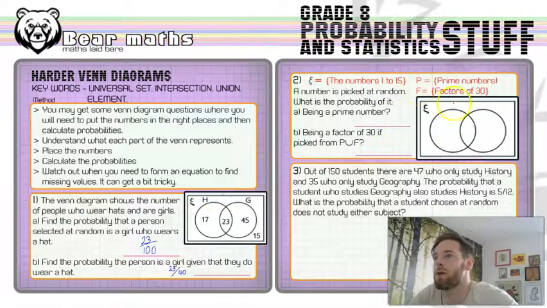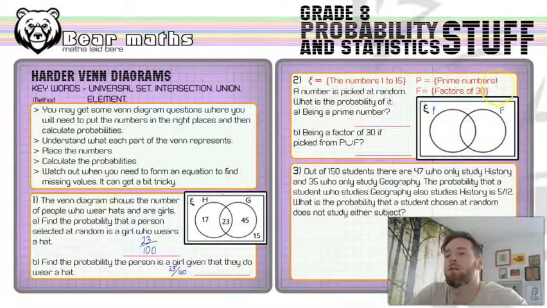So what we're going to do is place these numbers, and I'm going to label each of these circles. P can be this one, and F can be this one. Maybe I'll write them out before I write them in the circles, and then we'll look at what the questions are.